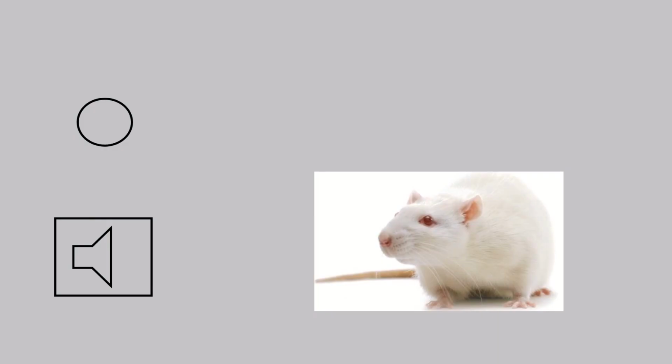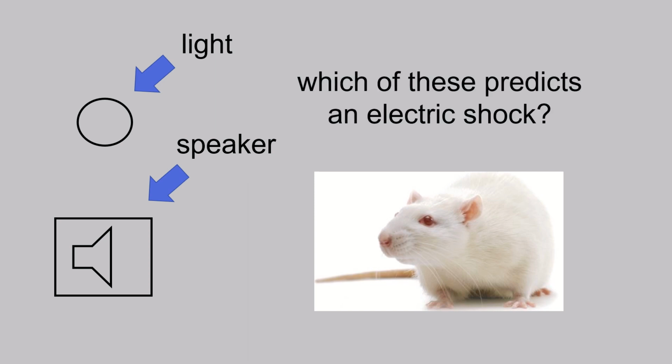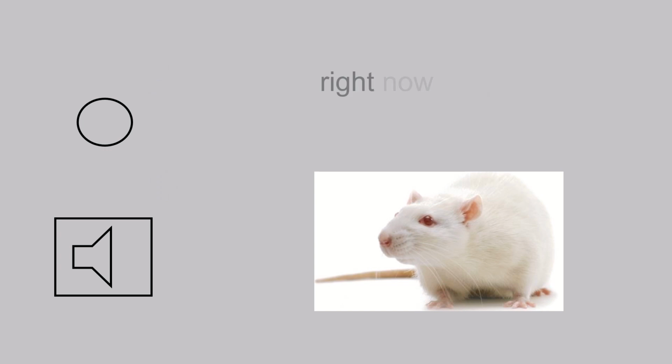So we have these two neutral stimuli that we're going to see whether or not they are conditioned stimuli for this element of fear. So we're going to focus on this light right here and this speaker right here. So keep an eye on those things, and we're going to see which of these two stimuli is going to predict an electric shock for this rat. I'm going to call him Maestro.